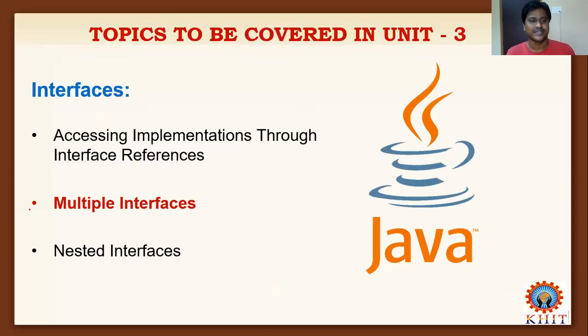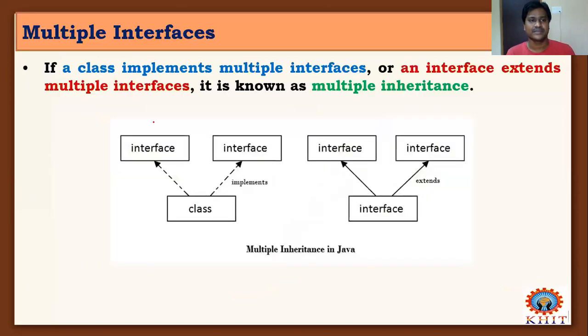Next, the next concept is multiple interfaces. Multiple interfaces, this one everyone already knows. Multiple inheritance in Java is not supported by classes. But whereas this multiple inheritance can be achieved in Java using interfaces. So here we call that concept multiple interfaces.